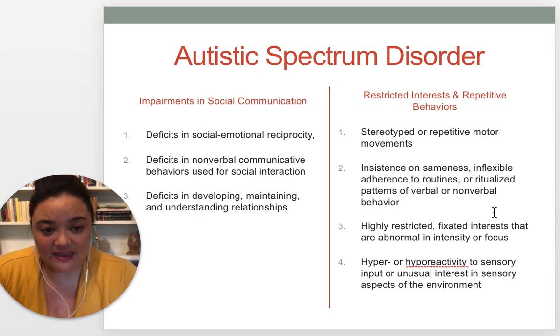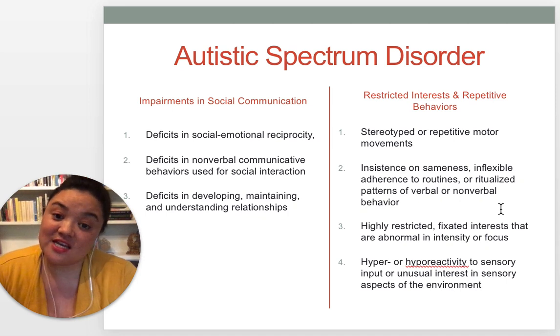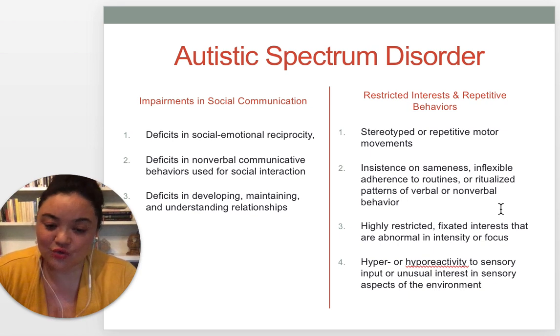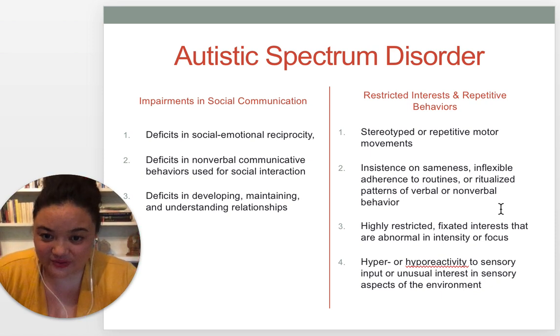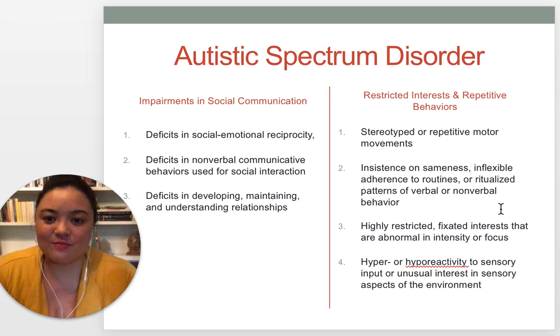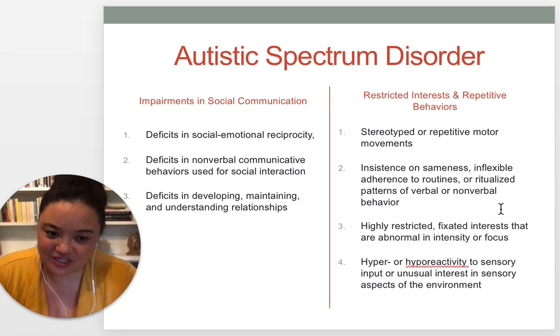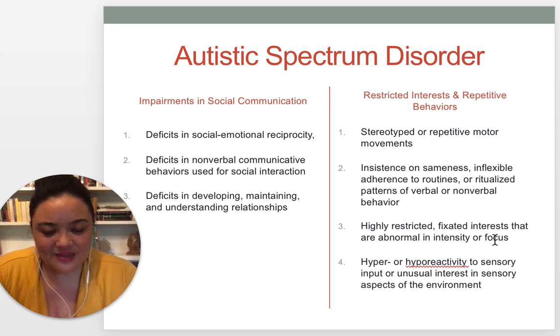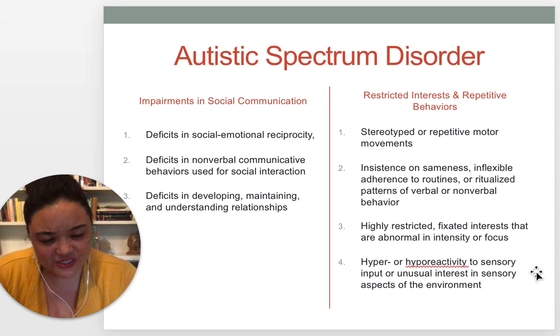It might look like difficulties with transitions. So, transitioning between activities, especially if you're going from a preferred activity to an unpreferred activity, right? Rigid thinking and patterns. So, there's only one way to do it, right? When I brush my teeth, I have to use this type of toothbrush with this type of toothpaste and do it in this type of order, right? So being very rigid in their behavioral patterns or the way they think something should be done. Next is highly restricted fixated interests that are abnormal in either intensity or focus.